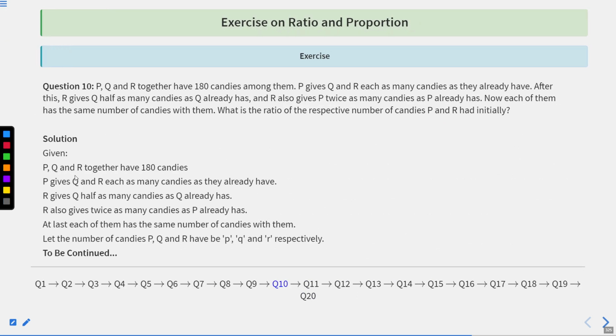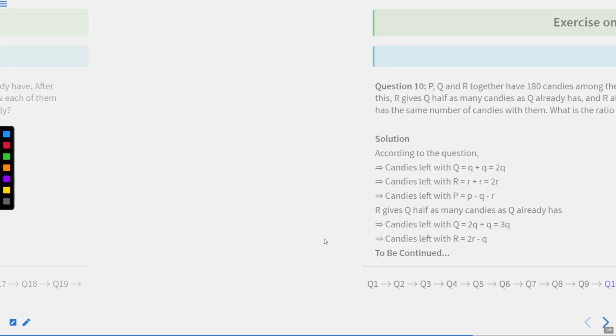Given P, Q, R together have 180 candies. So P gives Q and R each as many candies as they already have. Then R gives Q half as many candies as Q already has. And R also gives twice as many candies as P already has. So at last, each of them has the same number of candies. So let the number of candies P, Q and R have be P, Q, R respectively.